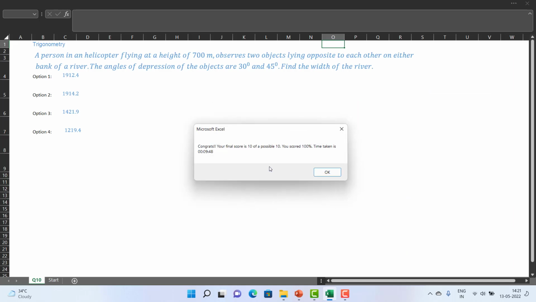Bravo. So 10 out of 10 we have got. All the problems are correct. We have taken only 9 minutes and 48 seconds, less than 10 minutes. With a little hard work, you can also do it fast.